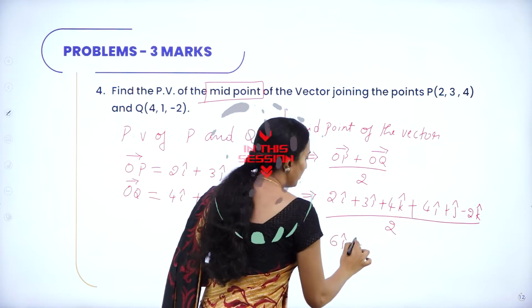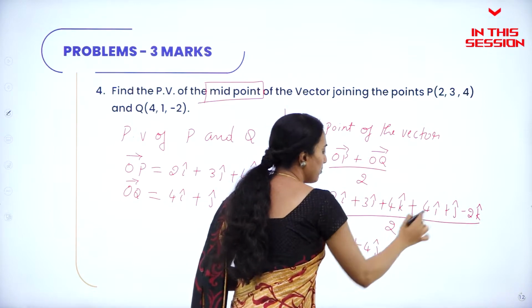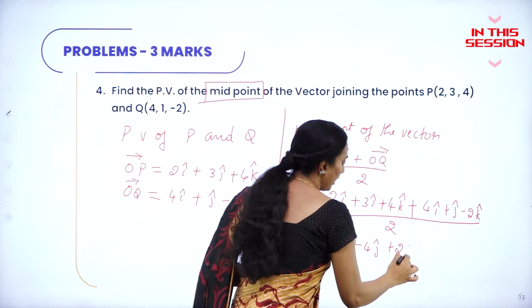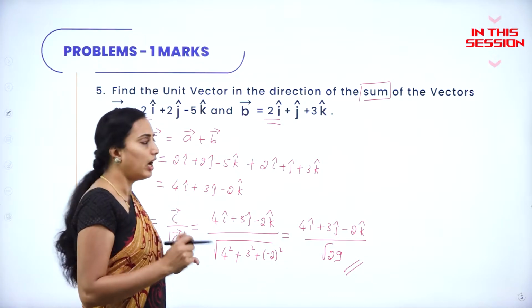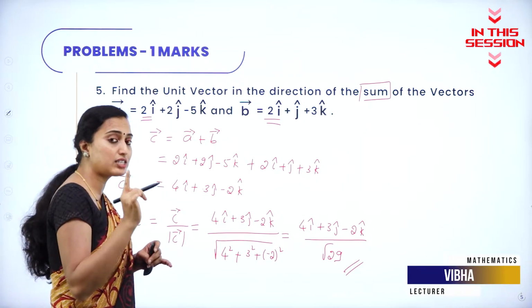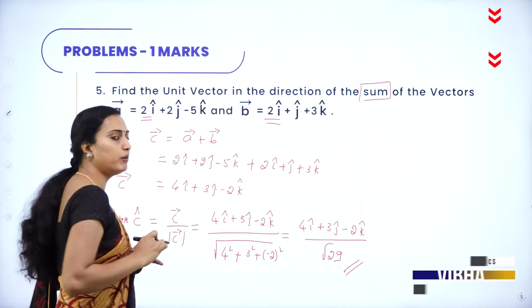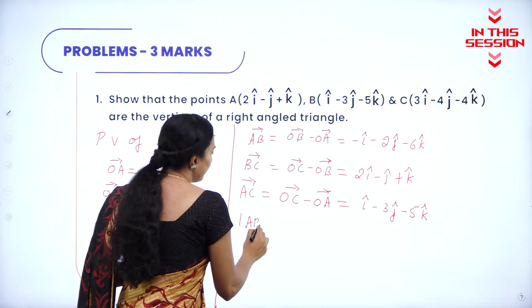3j plus j, which is 4j cap. Again, plus 4k minus 2k is plus 2k cap. Since they have asked sum, I have taken that vector as C vector. If they ask the difference, same procedure, but here in place of plus you are going to get it as minus. What is magnitude of AB?